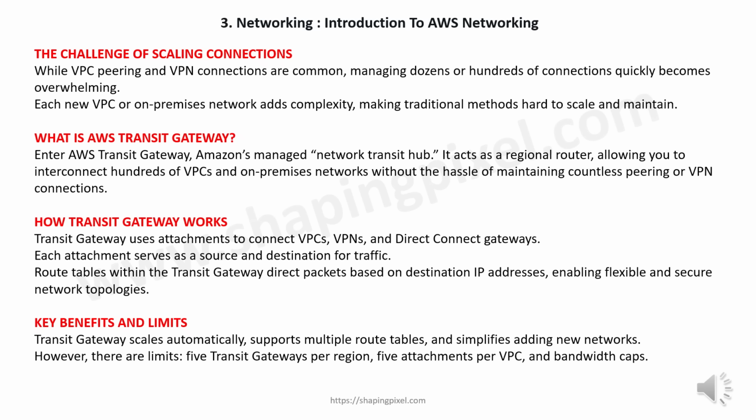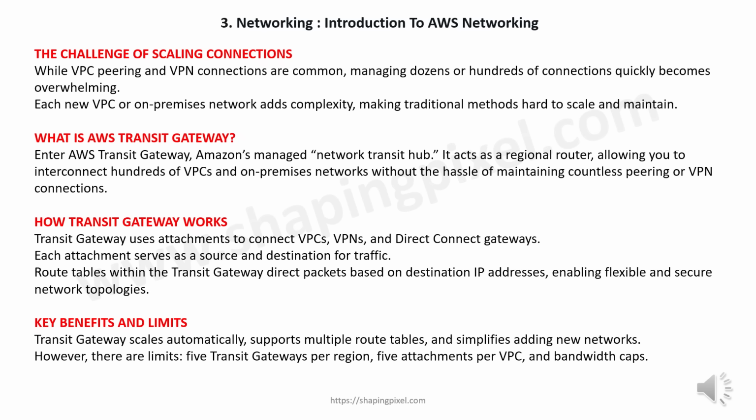It acts as a regional router, allowing you to interconnect hundreds of VPCs and on-premises networks without the hassle of maintaining countless peering or VPN connections. Transit Gateway uses attachments to connect VPCs, VPNs, and Direct Connect gateways. Each attachment serves as a source and destination for traffic. Route tables within the Transit Gateway direct packets based on destination IP addresses, enabling flexible and secure network topologies.